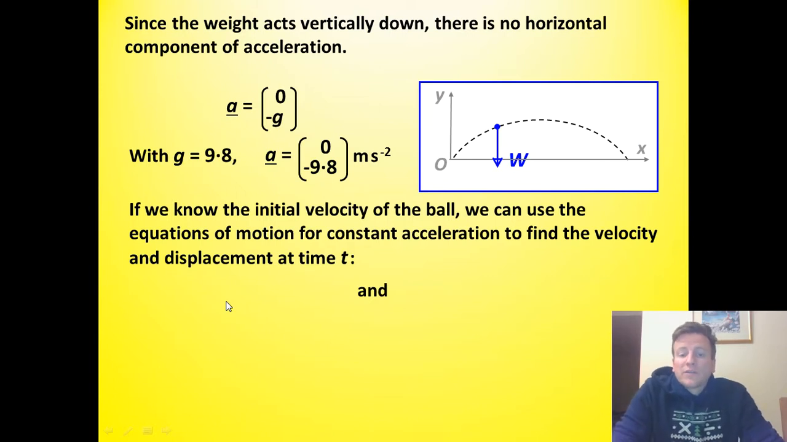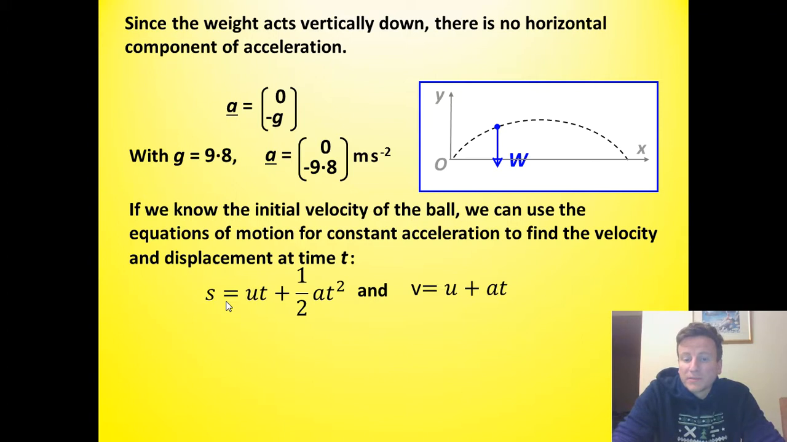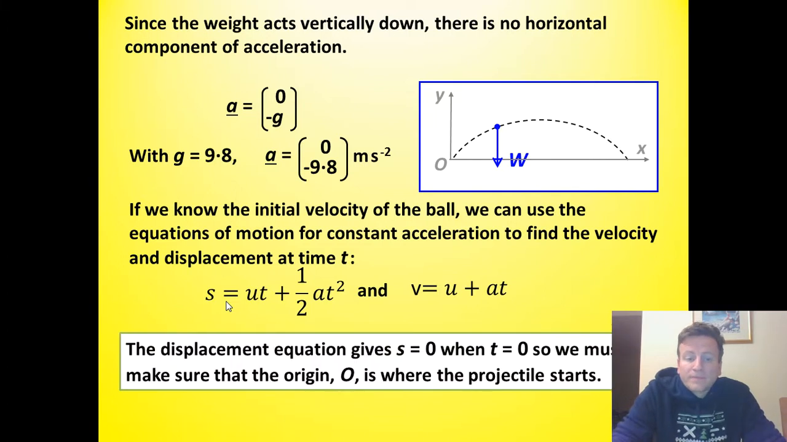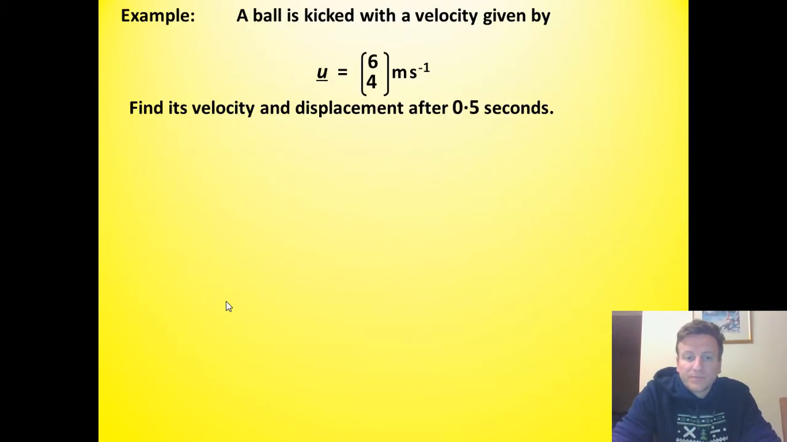And if we know the initial velocity of the ball, then we can use our SUVAT equations. And these are the two SUVAT equations that will be associated with projectiles. We've also got to be very careful about where the origin actually is, especially if we're using s equals ut plus half at squared. If the ball is starting a bit higher, then we're going to have to add that in to the ut plus half at squared part of the equation.